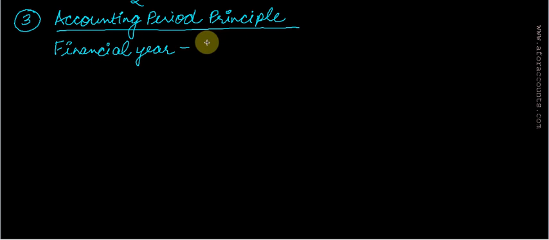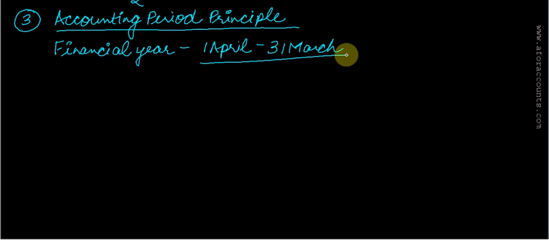The financial year, also called the accounting year, is from 1st April to 31st March. So this is my accounting period. I distribute all my expenses, all my incomes within this period only in my trading and P&L. I write them in my trading account, my P&L account and my balance sheet pertaining to a year, so that a true and fair picture is shown. Not that I am preparing my accounts over 10 years. How will I get to know the results? So the accounting period principle is finished.